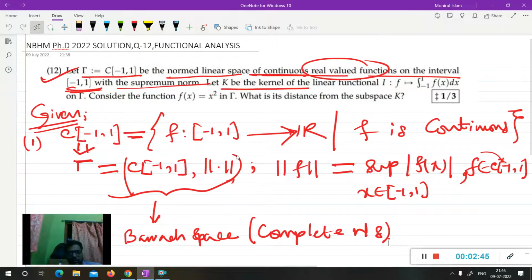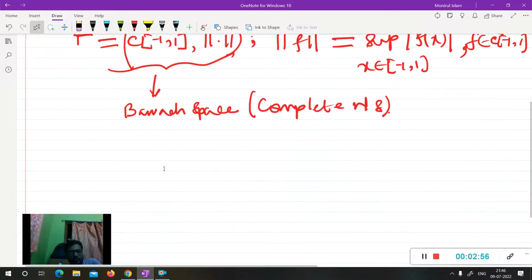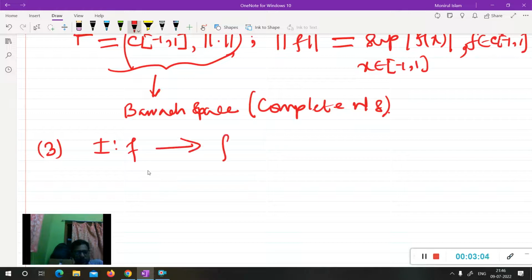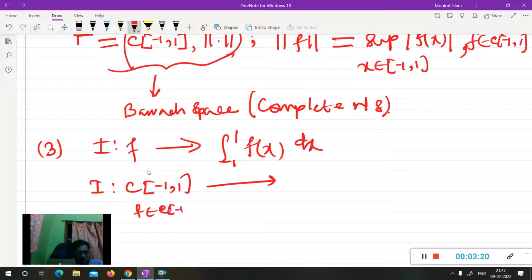K is the kernel of a linear functional. One linear functional I is given, mapping f to the integral from -1 to 1 of f(x) dx on Γ. So I is a mapping from C[-1,1] to the reals. Because I is a functional, it should map from V to the scalar field K. Here K is R, since K will be R or C. So I is a linear function from C[-1,1] to R.